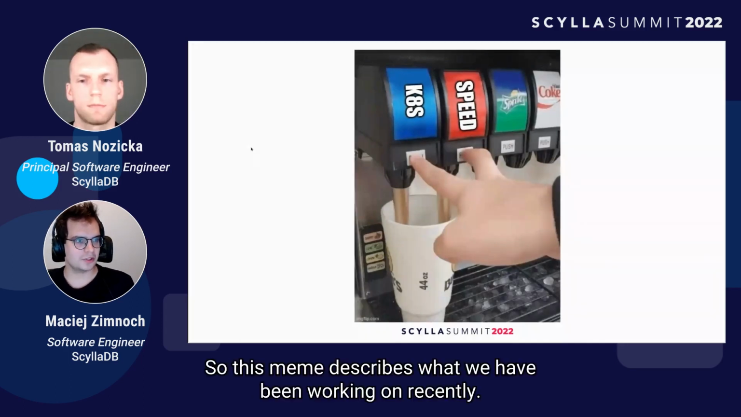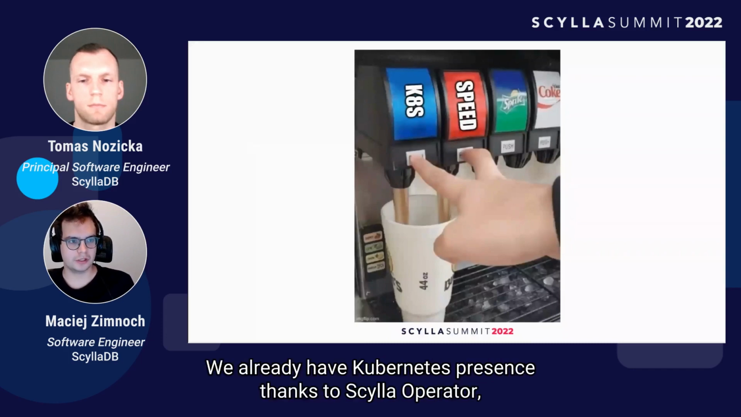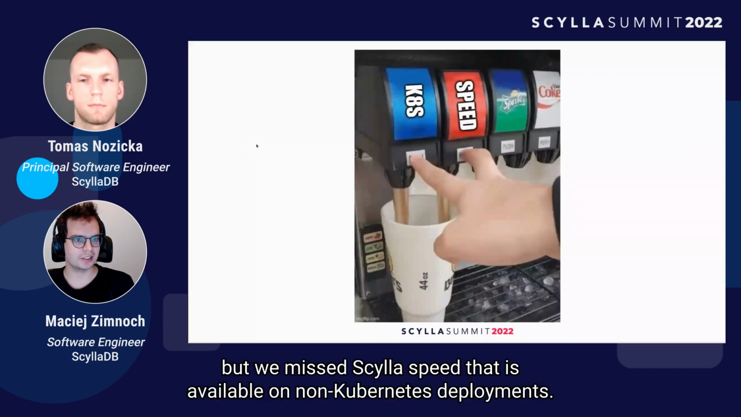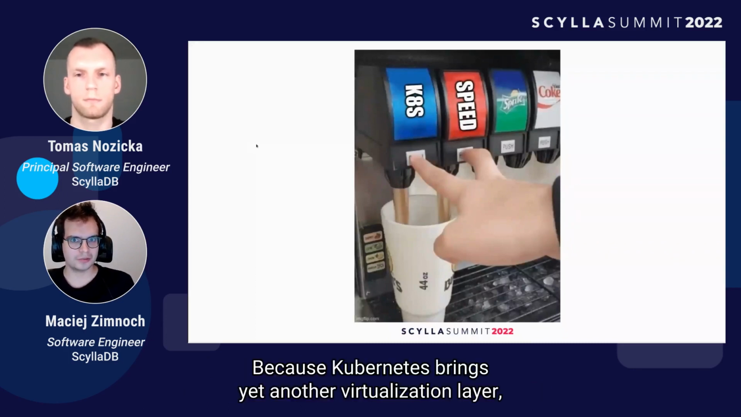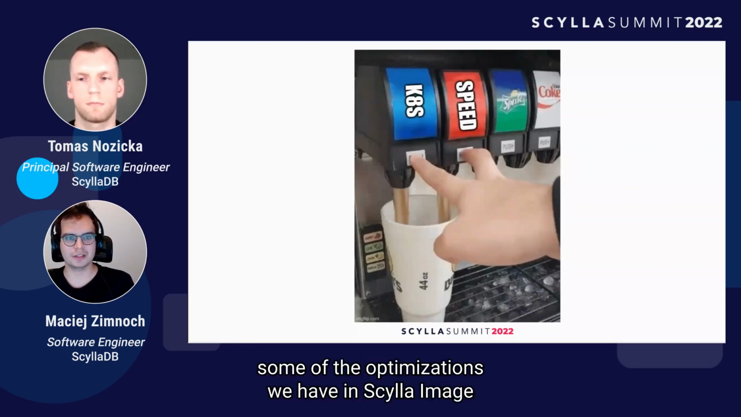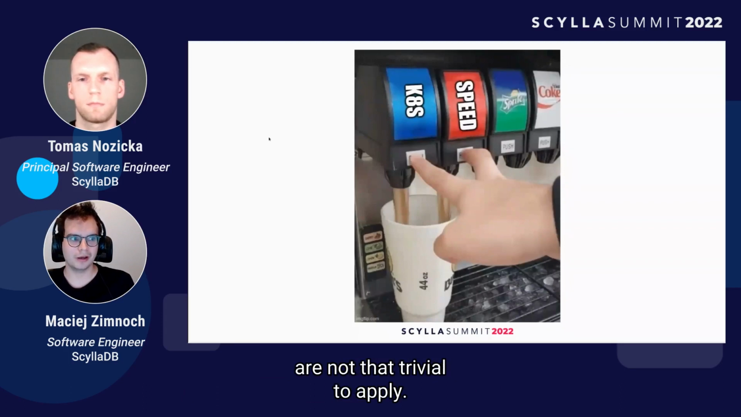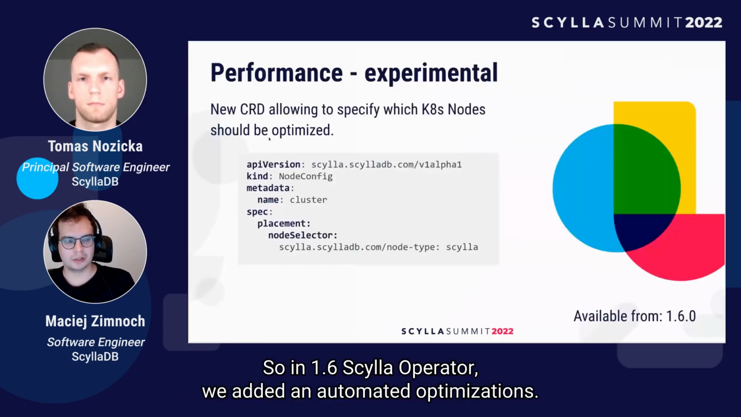So this meme describes what we have been working on recently. We already have Kubernetes presence thanks to Scylla Operator, but we missed Scylla Speed that is available on non-Kubernetes deployments. Because Kubernetes brings yet another virtualization layer, some of the optimizations we have in Scylla image are not that trivial to apply. So in 1.6 Scylla Operator, we added automated optimizations.